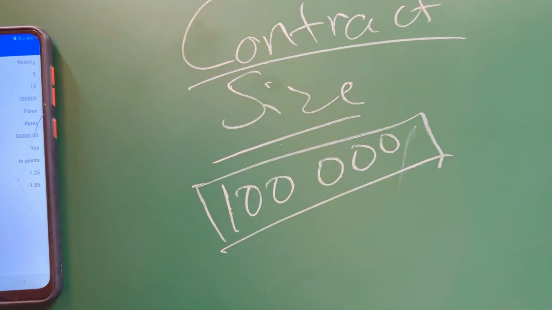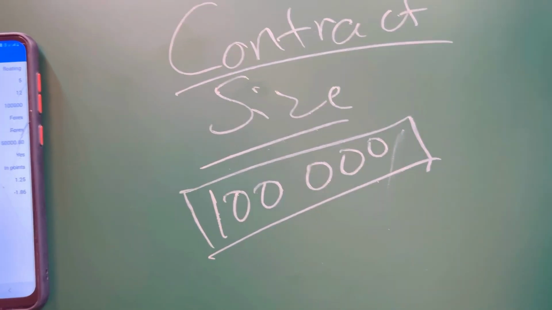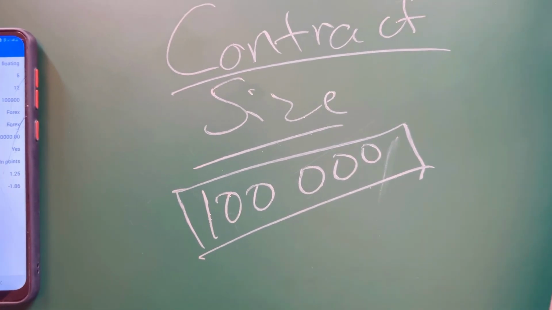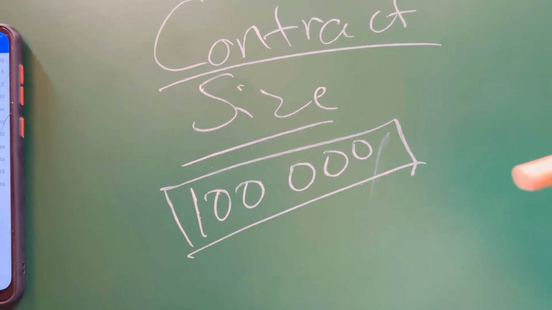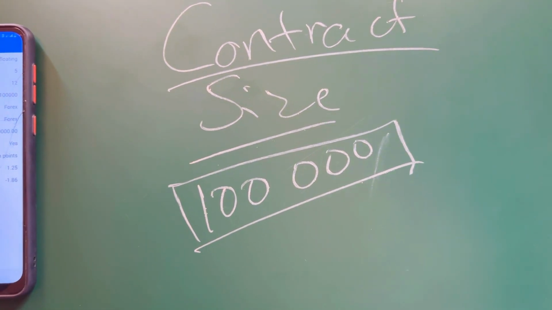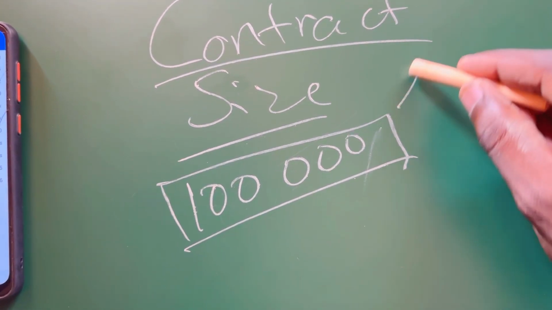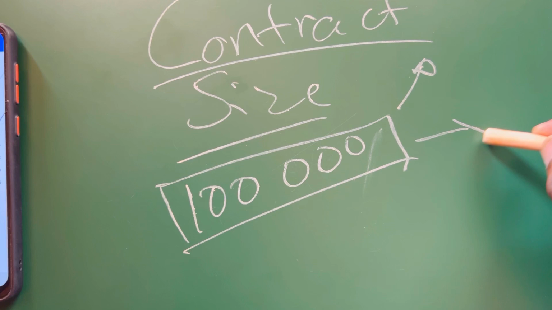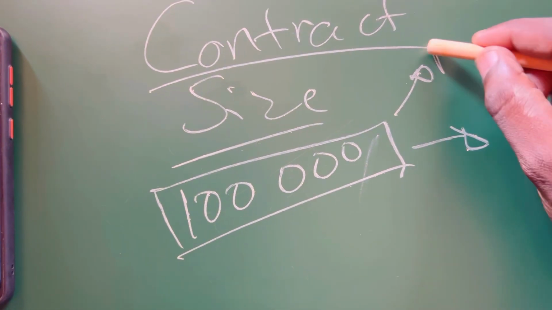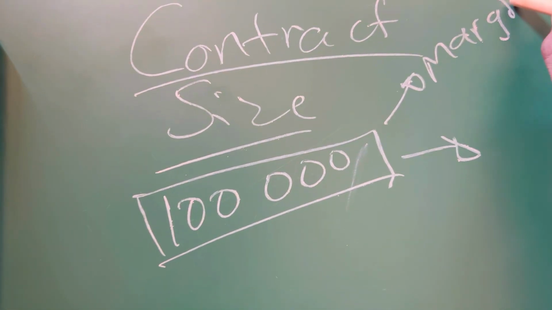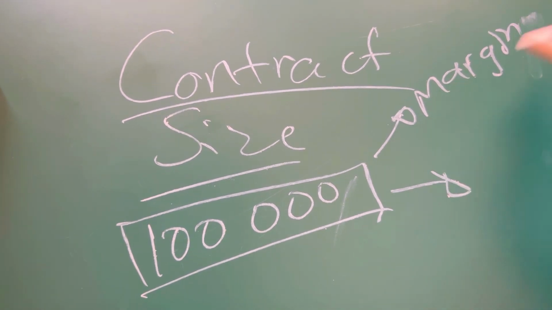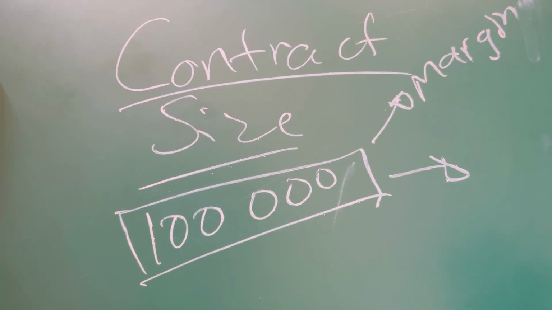Since we have a contract size in a fractional market, what does it mean? It means that these are the units that we're going to be buying and selling. And when we are buying and selling these units, we will need what we call margin, which is the money that is needed from us.